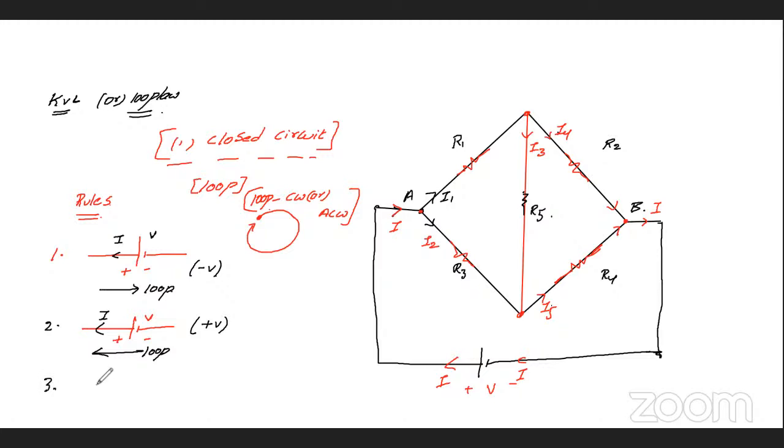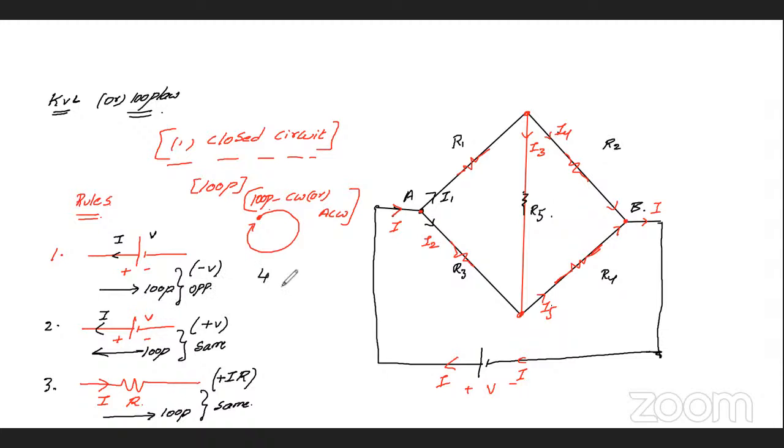Let's see the third rule. For the third rule we'll take the resistor. So this is your resistor R, and I am assuming the current is in this direction. When the current direction and loop direction are both the same, it is positive, so I'll take this as IR. I haven't discussed yet what KVL looks like; first I'll give the rules and then I'll discuss. Same direction is positive. Opposite direction is negative.